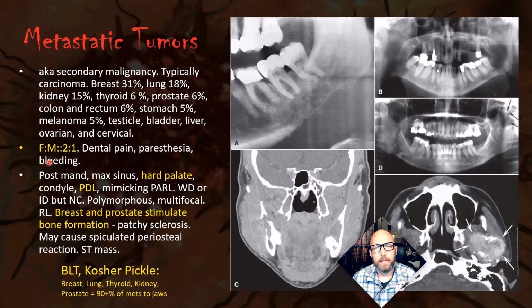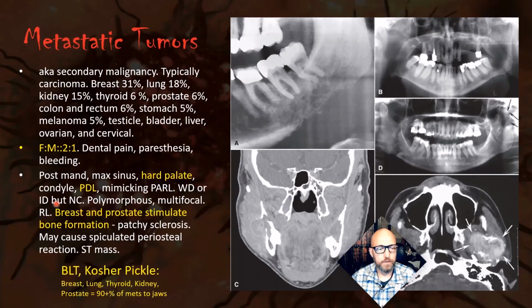Actually happens more commonly in females, likely because breast is so common. Breast cancer, 31% of all metastases to the jaw. As expected, as with any malignancy, it'll cause pain and paresthesia, can tend to destroy the hard palate, invade the PDL space, as I've shown with other malignancies before. In some cases, they aggregate at the apices of teeth and can mimic periapical radiolucencies.